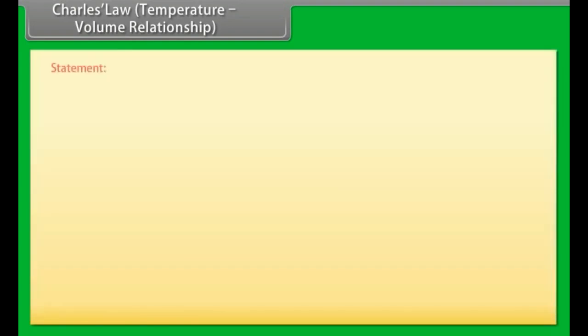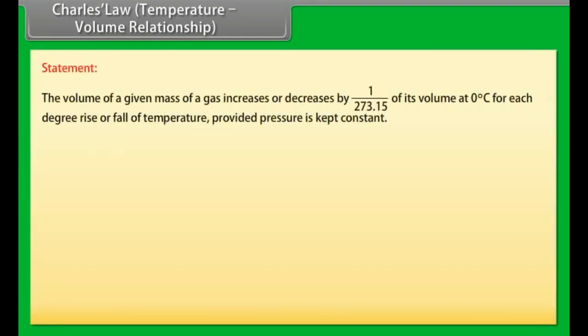Charles' law. Temperature-volume relationship. Statement. The volume of a given mass of a gas increases or decreases by 1 by 273.15 of its volume at 0 degrees Celsius for each degree rise or fall of temperature provided pressure is kept constant.